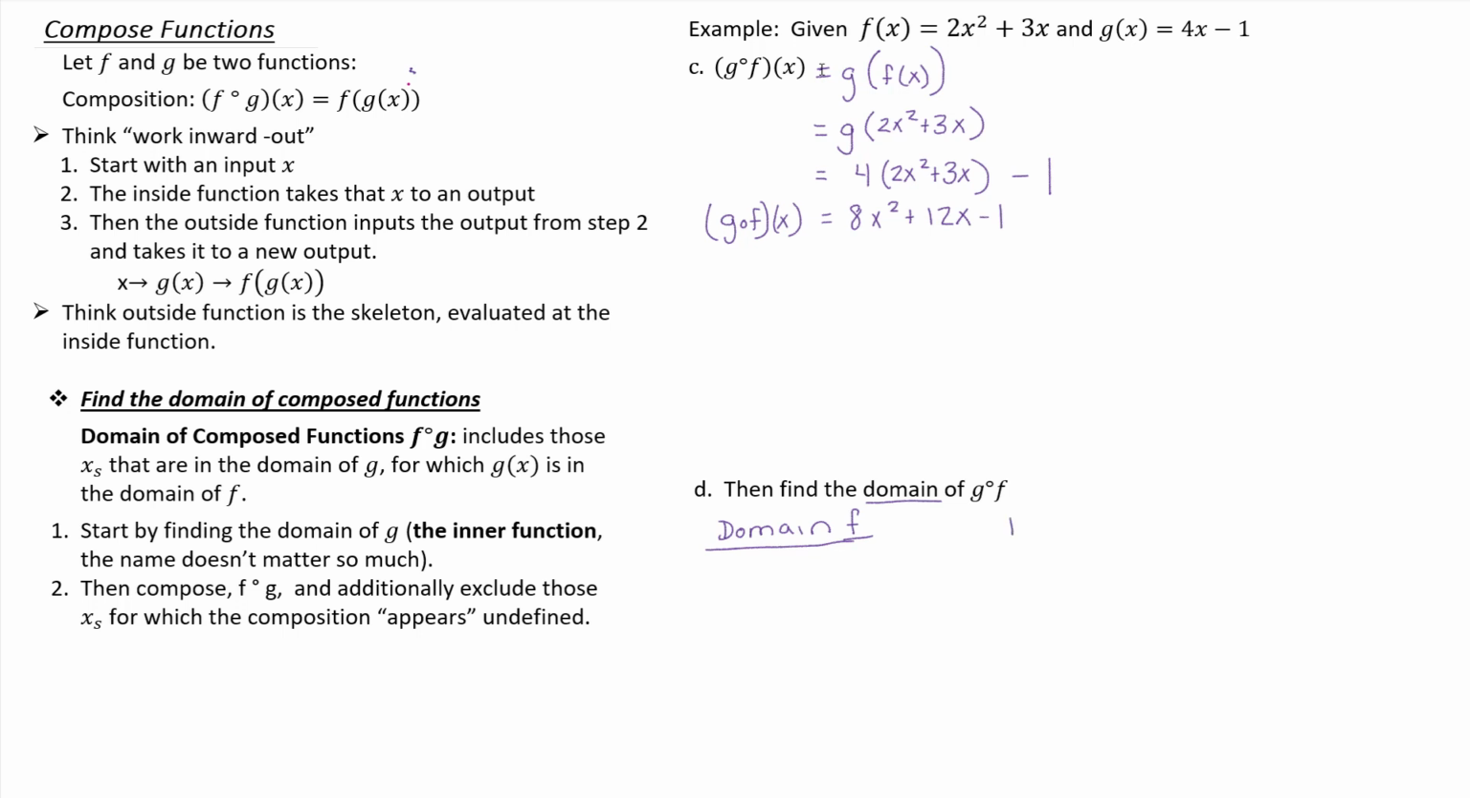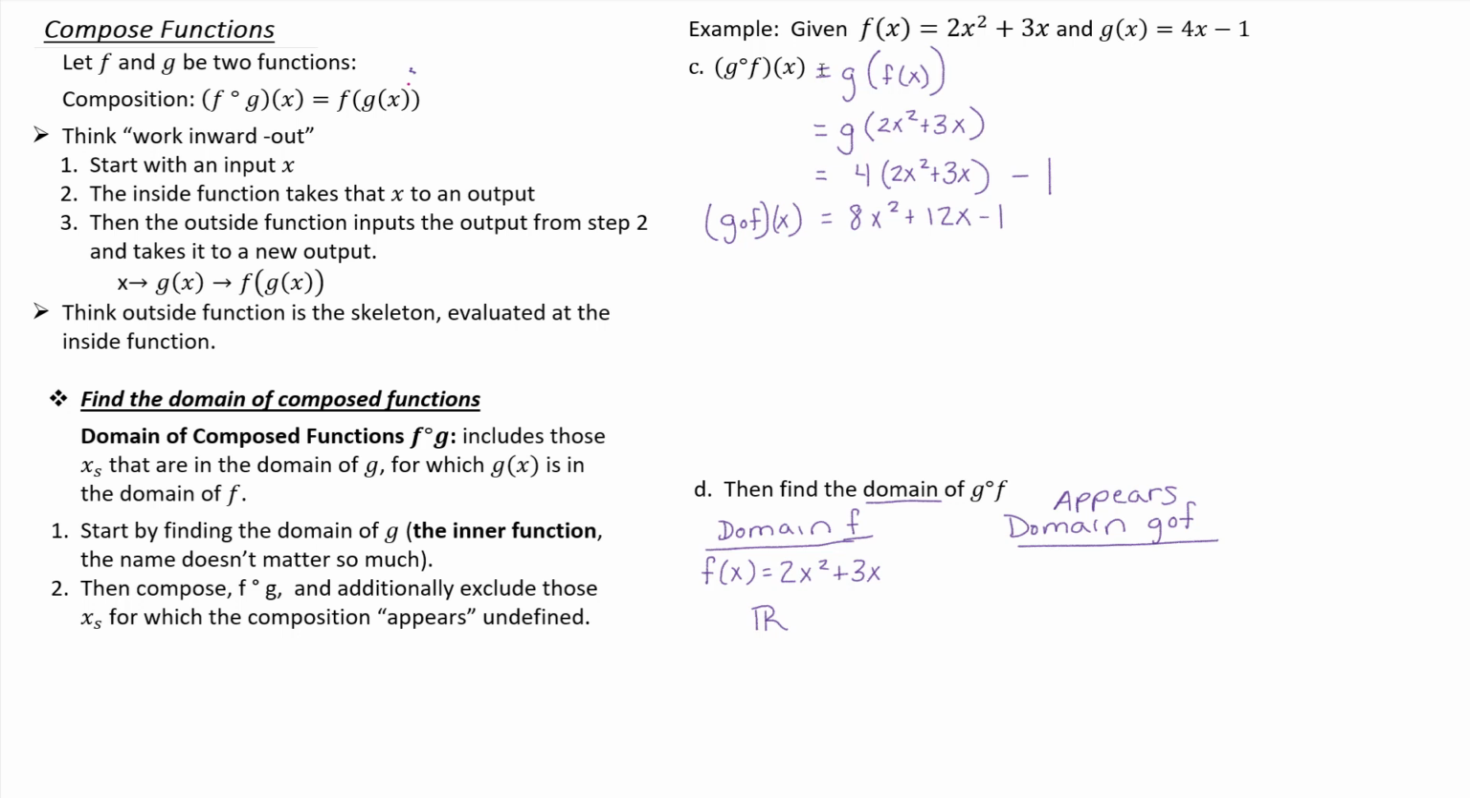And then you also have to consider the domain, or it's not really the domain, but what appears to be the domain of g composed with f. That's what we're trying to figure out at the end of the day, but we're just looking at g composed with f without too much thought. So first, for the domain of f, we would look at function f. So f of x is 2x squared plus 3x, which is just a quadratic or a polynomial. And the domain of those are always all real numbers. So the domain is all real numbers.